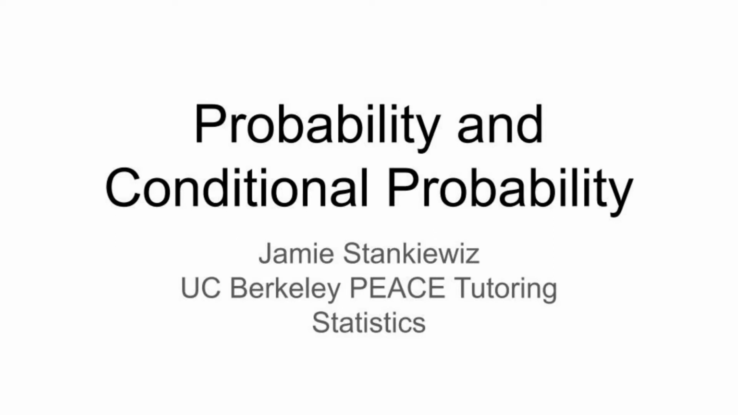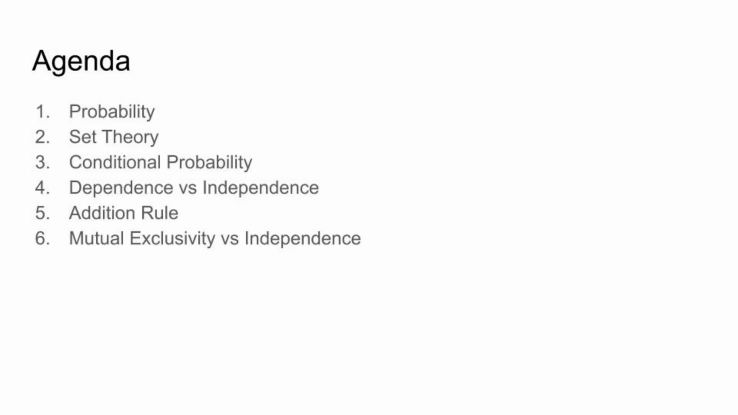First, we'll talk about probability and go over a few examples. Then we'll dive into set theory because I think set theory is a good way to think about probability. And then we'll move on to conditional probability and the difference between dependence and independence. Afterwards, we'll talk a little bit about the addition rule, and finally, mutual exclusivity versus independence. And there will be a problem at the end of this whole thing, which you can try out on your own.